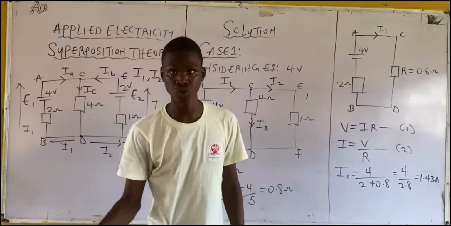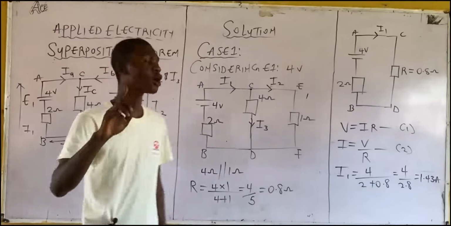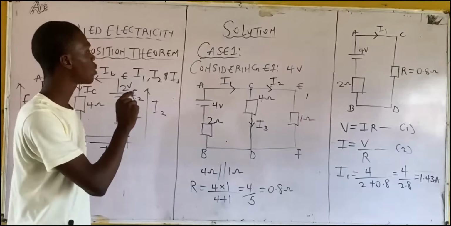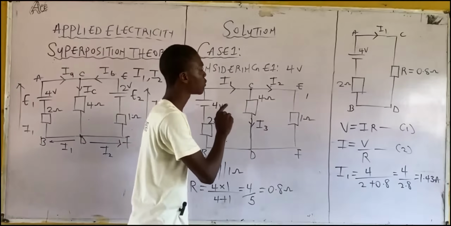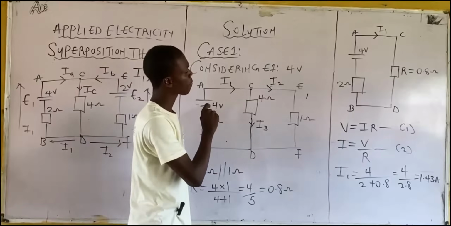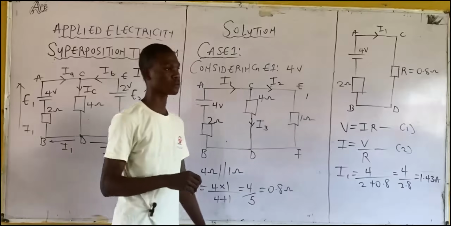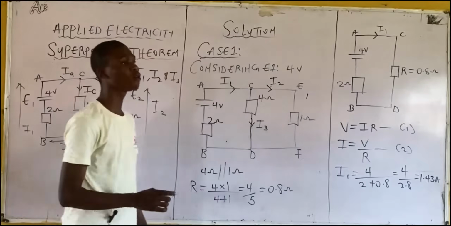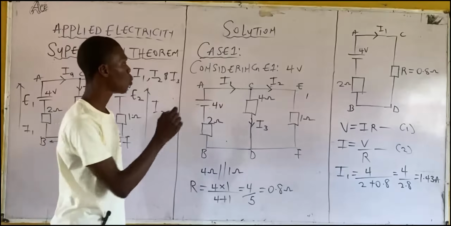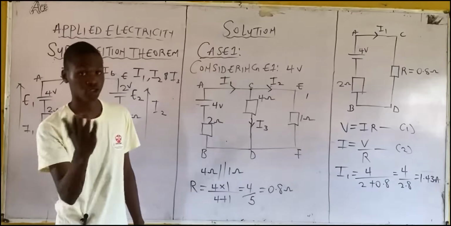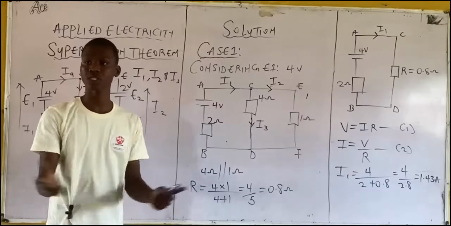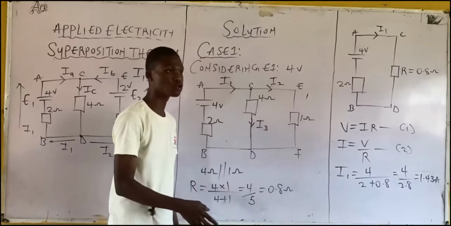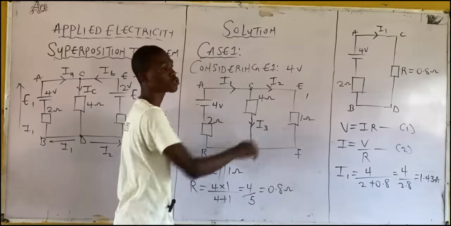Current division rule. The idea is very simple. Now, what I want you to do for me, applying the current division rule: what's the value of current flowing through the 1 ohm resistor? Look at this diagram very well. I2. That's it. Any question on that? The value of current flowing through the 1 ohm resistor is what?